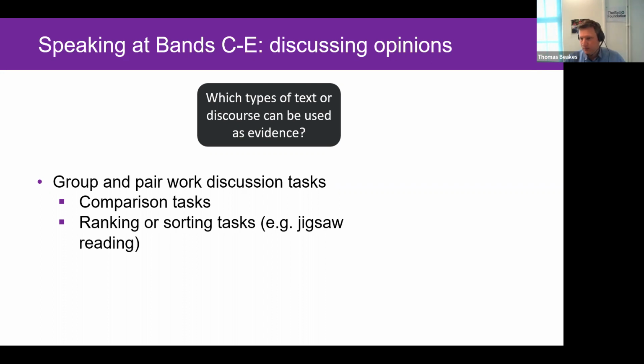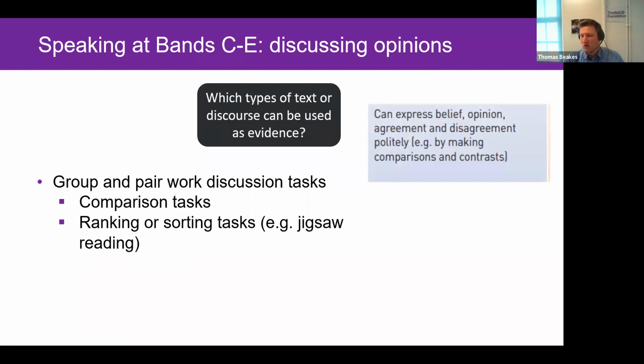Comparison tasks, and things like ranking or sorting tasks, like jigsaw reading, for example, where students have to move the different pieces of text to complete a whole text together. And you can see how these would link to this band C descriptor here quite nicely. Okay, it's talking about making comparisons and contrasts. So if we want to check if the student can do that, these tasks would be kind of ideal to look at.